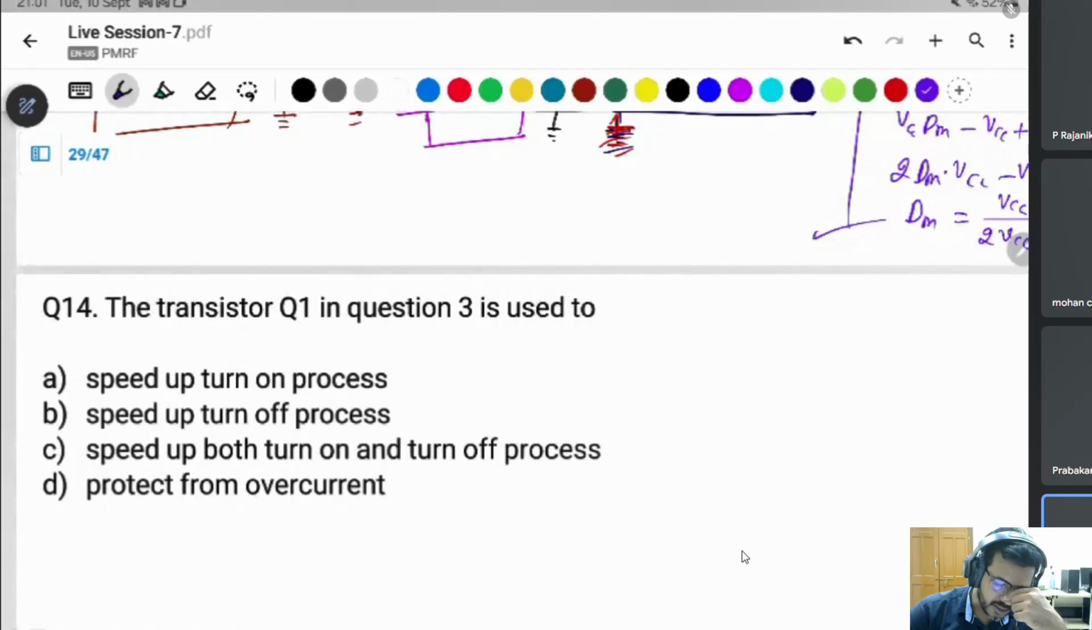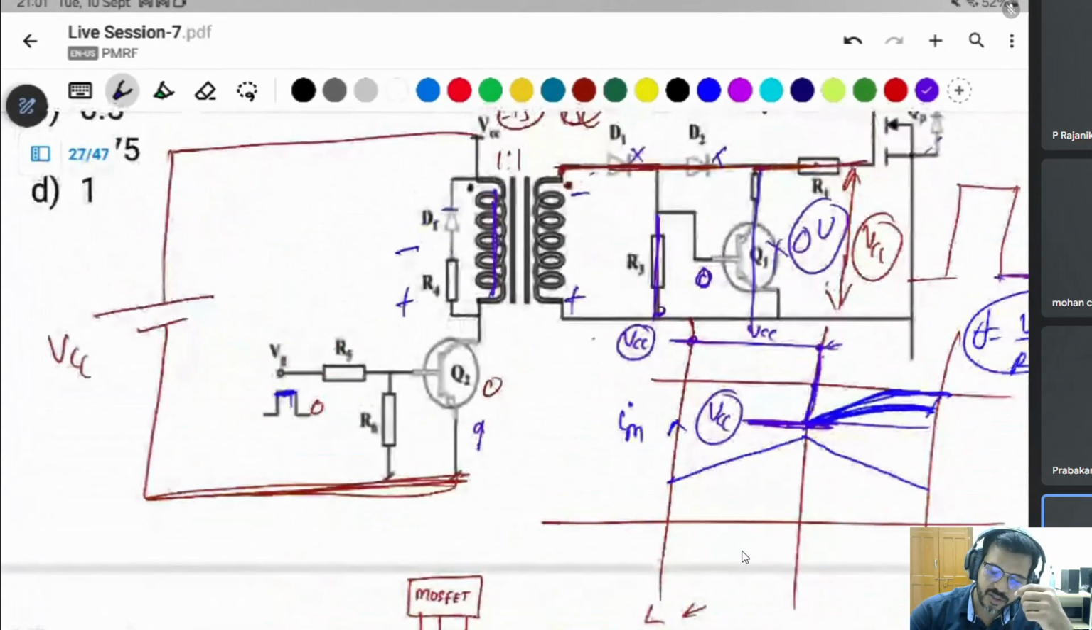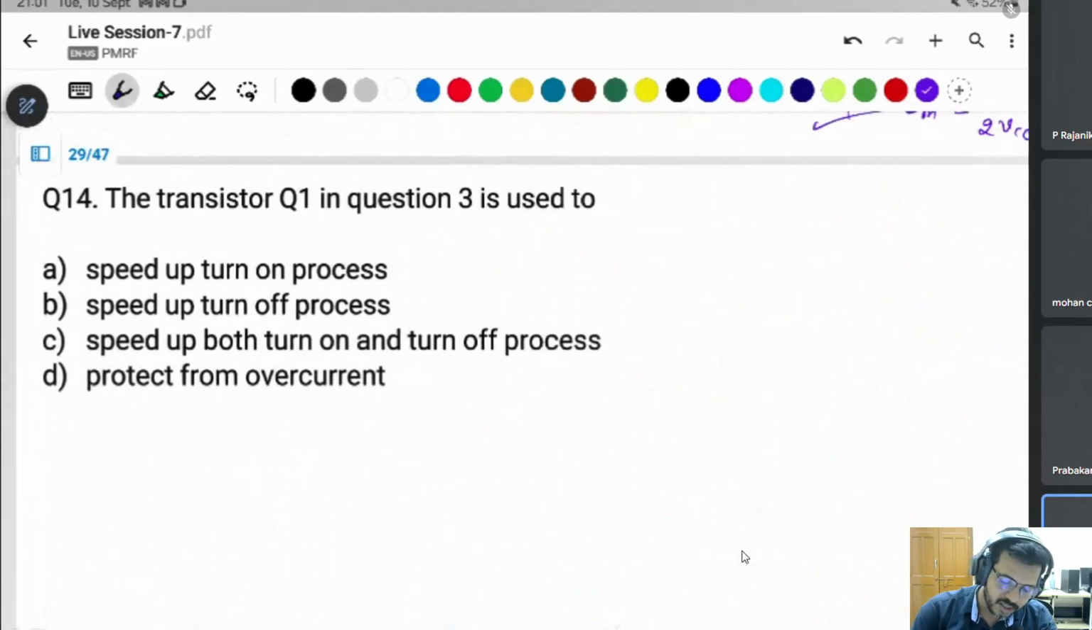The transistor Q1 in question is used, same thing, to turn off fast. If you don't use it, there is no problem. The MOSFET will still turn off and turn on, but there is some delay. That's why it speeds up the turn-off process.